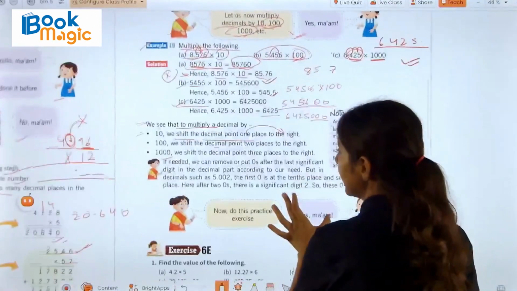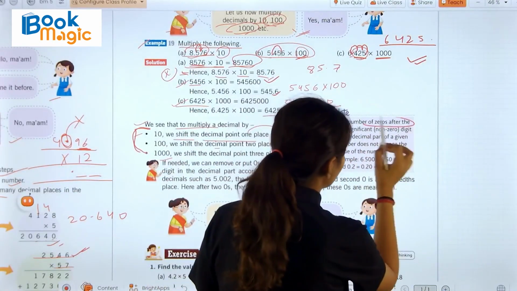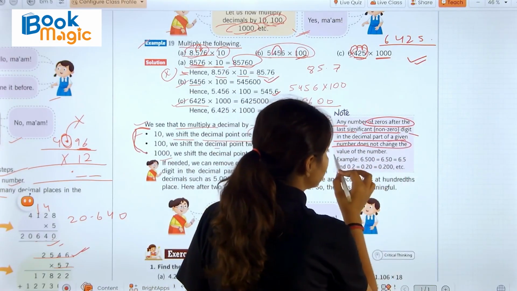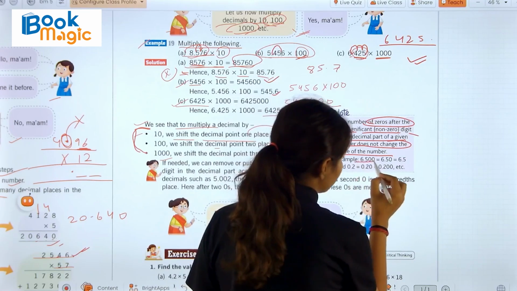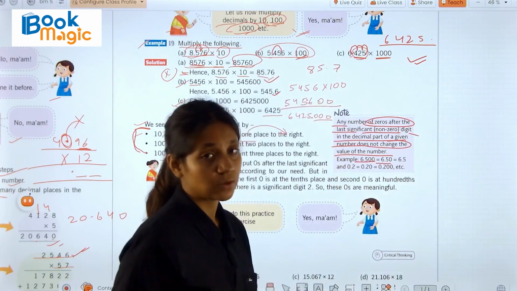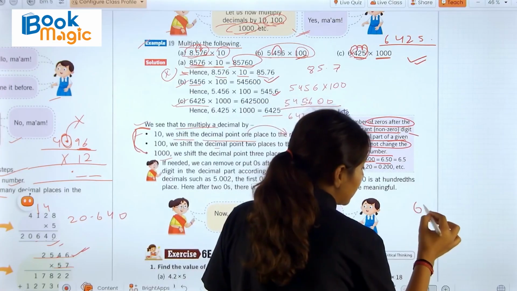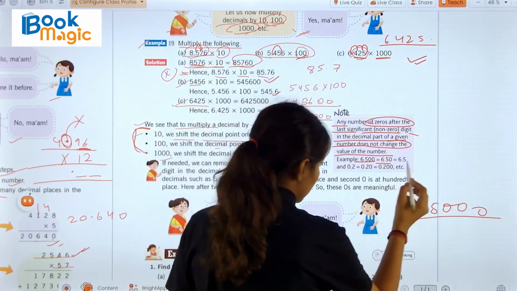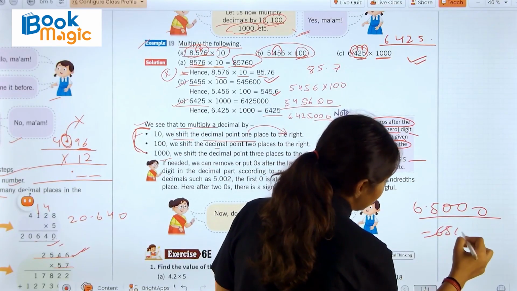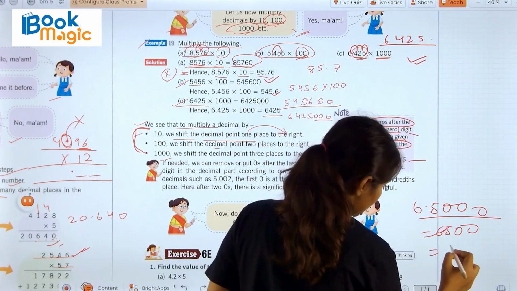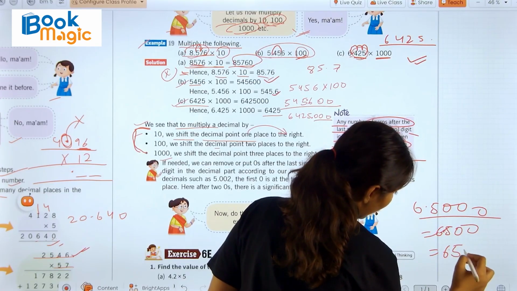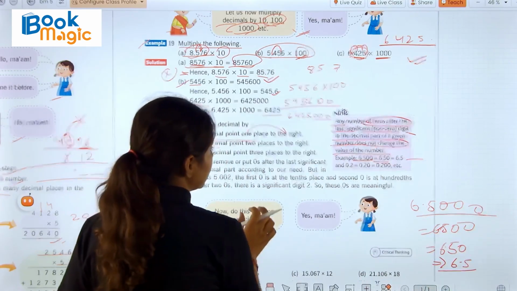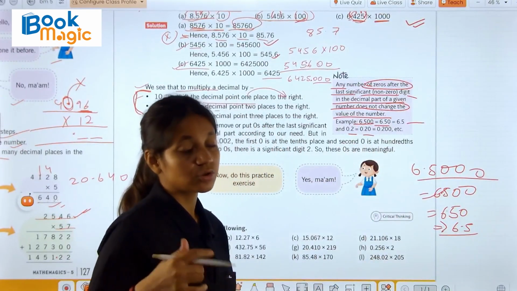सो हियर इज trick. Any number of zeros after the last significant non-zero digit in the decimal part of a given number does not change the value of the number. Example 6.500 equals 6.50. यहाँ पे आपको बताया जा रहा है कि अगर आपके पास किसी भी नंबर में हम जीरो इंसर्ट कर देते हैं आगे, सो उसकी वैल्यू चेंज नहीं होती है. So it is 6.500 भी, and that is also equal to 6.50. That is also equal to 6.5 only. Okay, 0.2 equals 0.20 equals 0.200.